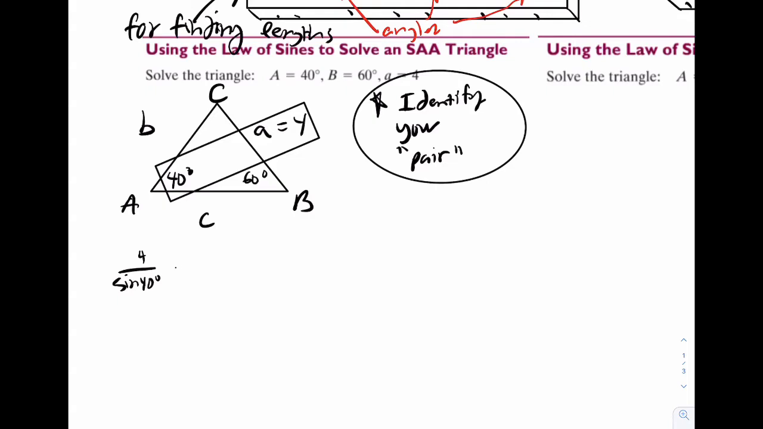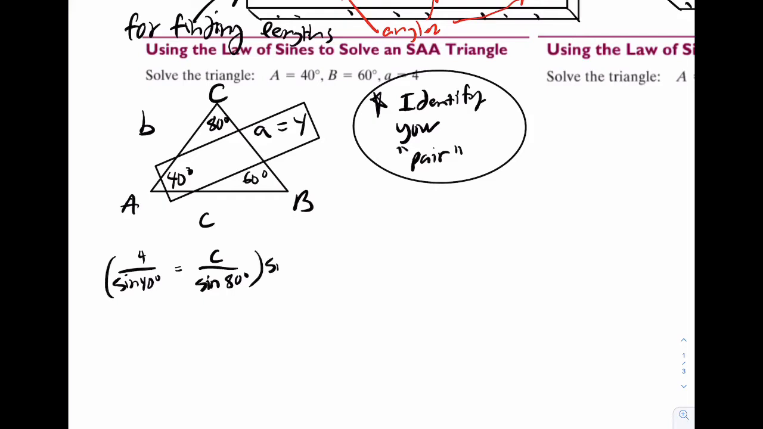And then this thing is going to be equal to, just pick a letter you want to find. Let's say you want to find c. c over sine C. Now you might be thinking, well, how do I find that? Because there are two variables. Well, look at your triangle. You can find C easily. This has to be 80 degrees, because in a triangle, it always adds to 180. So really, we can put 80 right there.